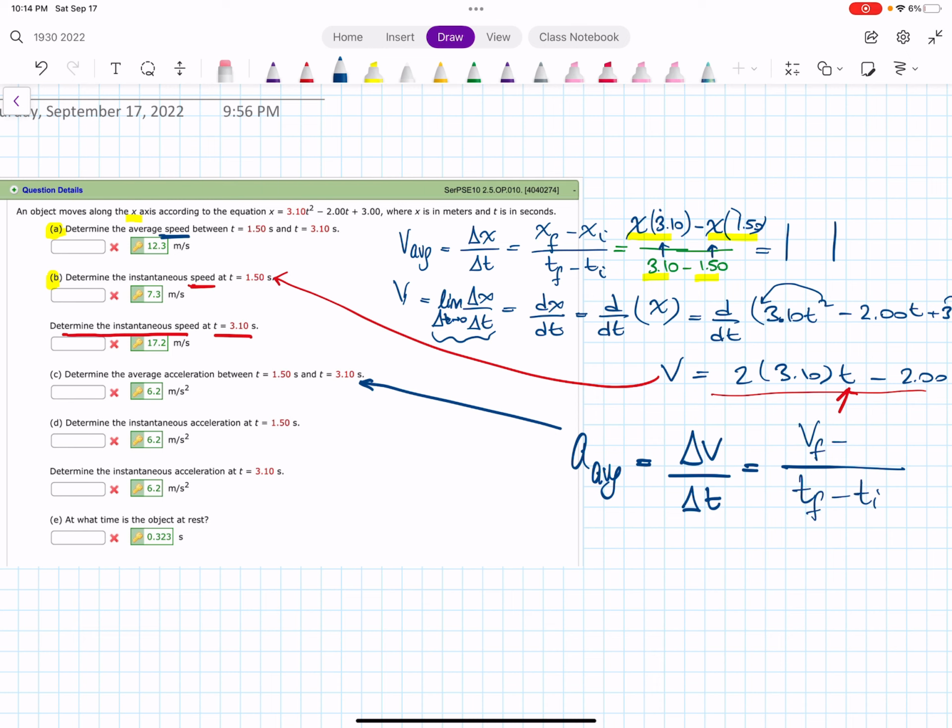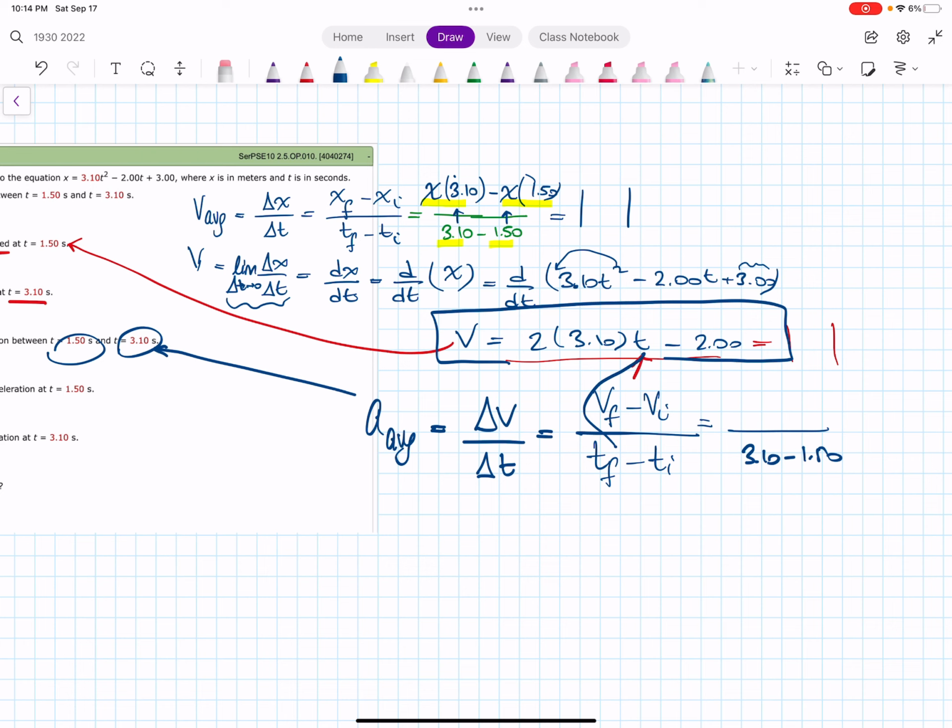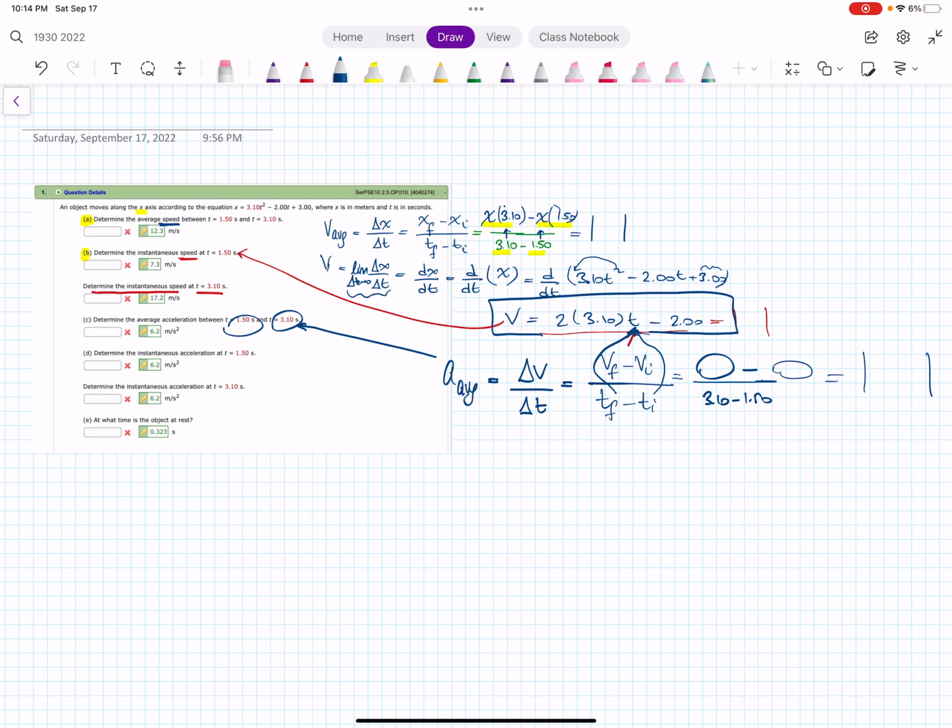How do you determine the change in time? t final minus t initial. 3.10 minus 1.5. What do you put down in the numerator? The corresponding velocities. How do you determine the corresponding velocities? You have your velocity equation. You plug in 3.10 seconds. You determine the velocity. Minus, you plug in what value? The initial time. You get the initial velocity, and you get the average acceleration by taking the ratio. If the answer is negative, just take the absolute value.